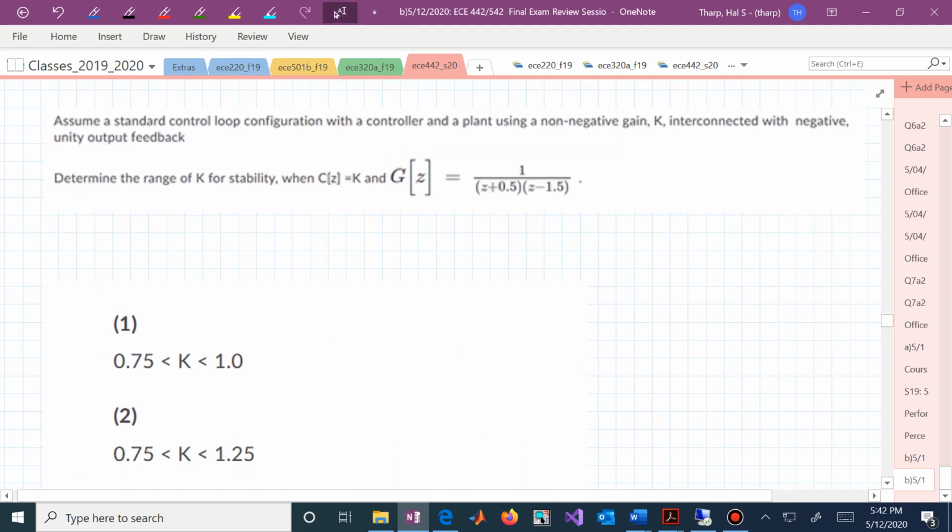Assume a standard control loop configuration and a non-negative gain. Determine the range of K for stability when we have a constant gain controller and we now have this G of z.